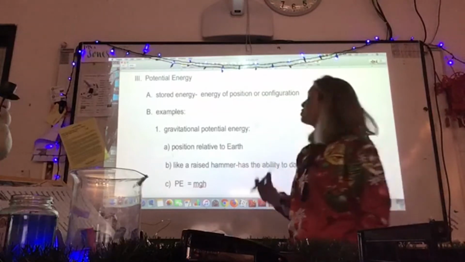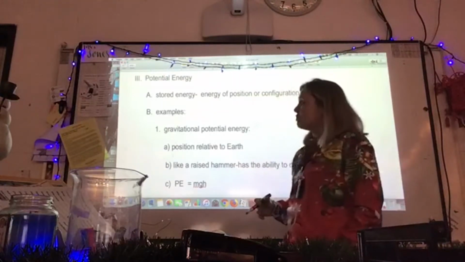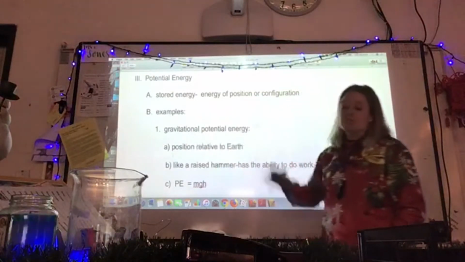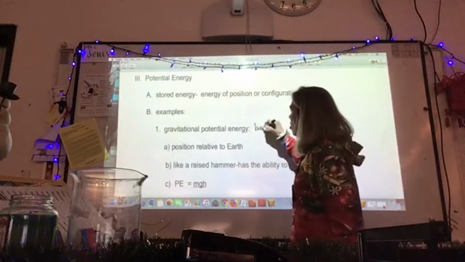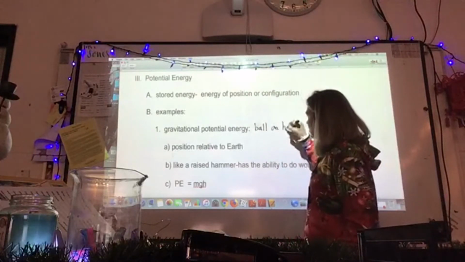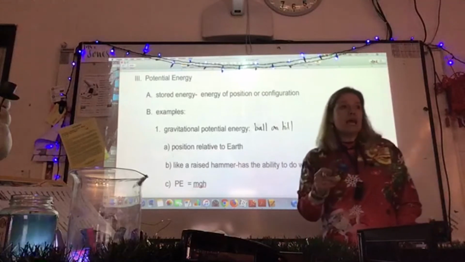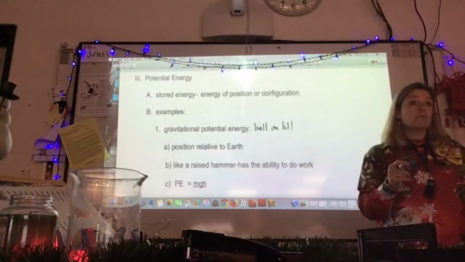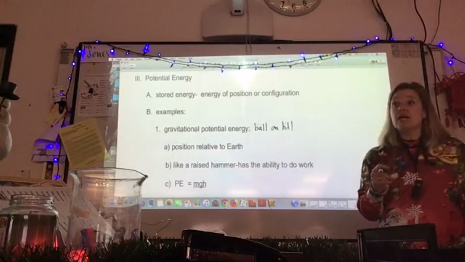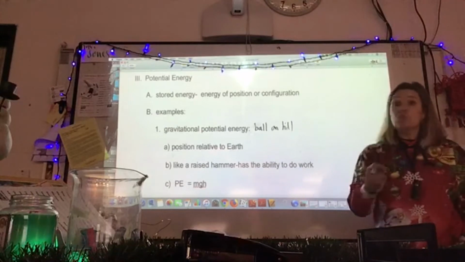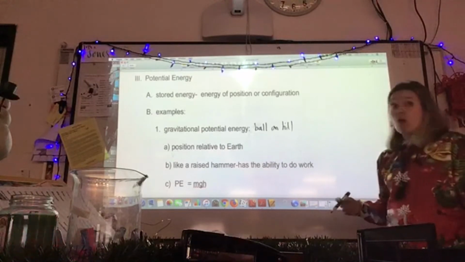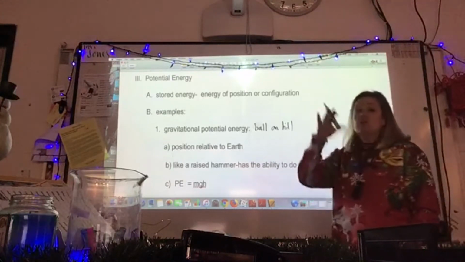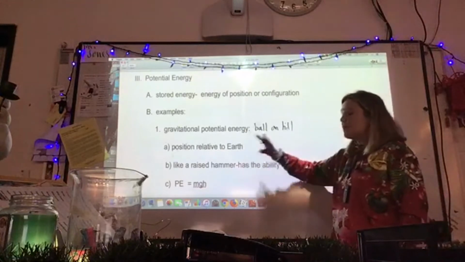But we have different kinds of stored energy. It has to do with energy of position. The common one, like we just said, would be called gravitational potential energy. So this would be a ball or a boulder on a hill, where it has the ability to do work. What if I held a bowling ball over your head? Would you be worried? Yeah. Because it has the ability, once again, to do work on you. Or I could throw a bowling ball at you with a speed. It would have kinetic energy. You'd be worried about that.